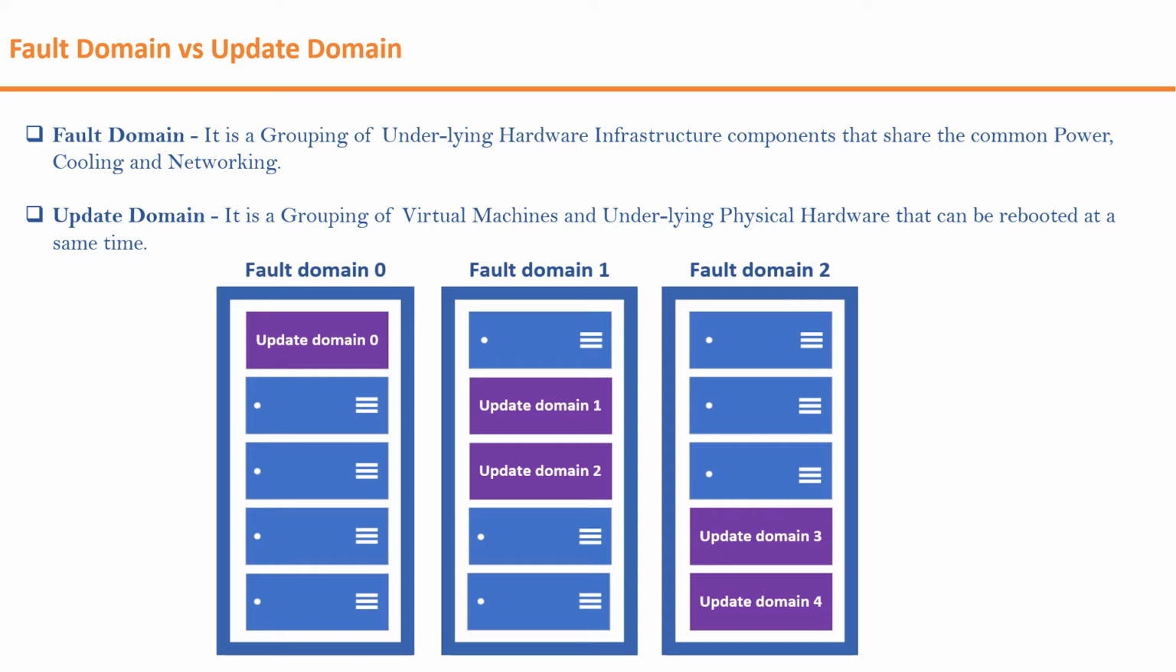Fault domain versus update domain. The fault domain is defined as a grouping of underlying hardware infrastructure components that share common power, cooling, and networking. You can have 3 fault domains and 5 update domains by default. However, you can increase your update domains to 20 by raising a request with Microsoft.